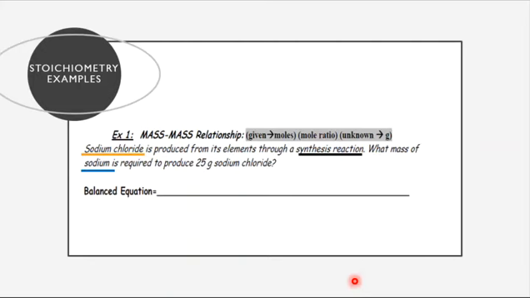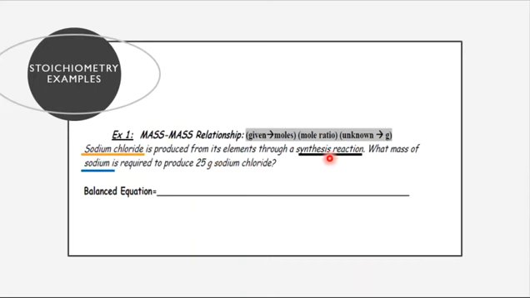Okay, so here we have a couple of things underlined for us. This is the same problem. I've just underlined some key terms to pay attention to as you're coming up with your balanced equation. So sodium chloride is produced. Can you guess what side of the arrow this compound will end up on? Hopefully you guessed the right side, which is where the products belong. So it's produced from its elements. Hopefully you can see that the elements involved are sodium and chlorine through a synthesis reaction.